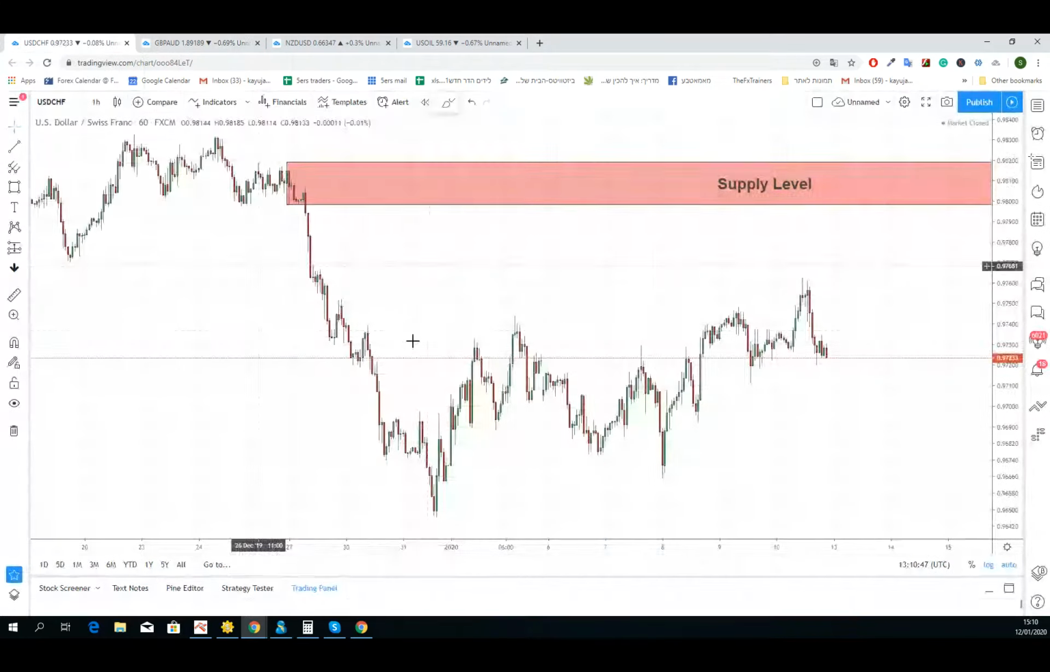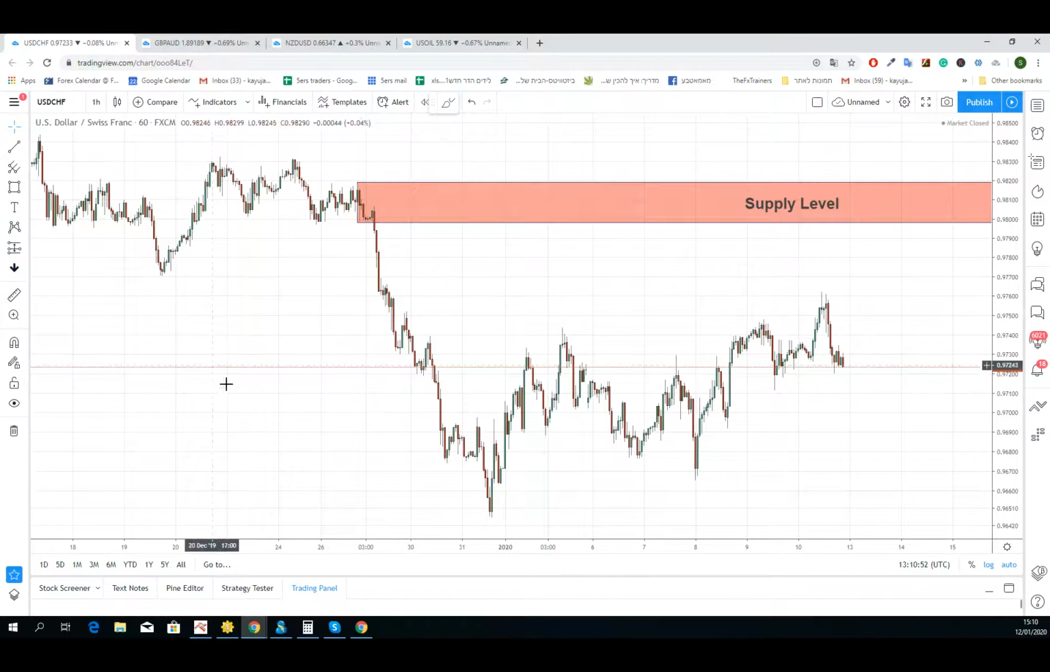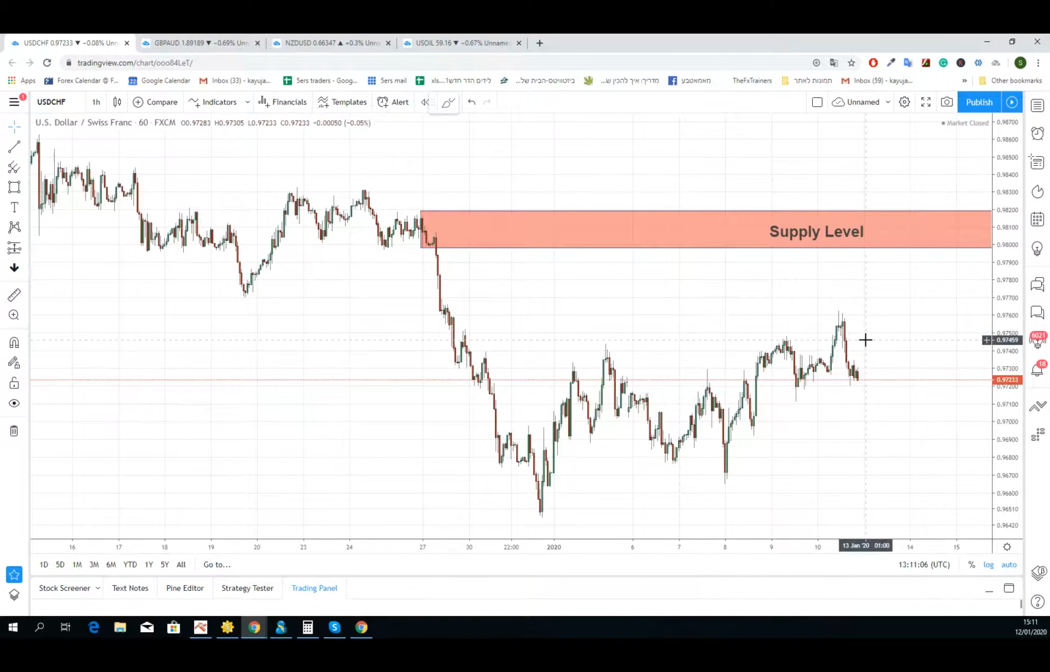The last one will be the US dollar and the Swiss. I'll start with the hourly chart, with the 1 hour chart. And I marked above this supply, as you can see here, which looks like a significant one and a very powerful one. So I'll sell at this supply, the US dollar and the Swiss.